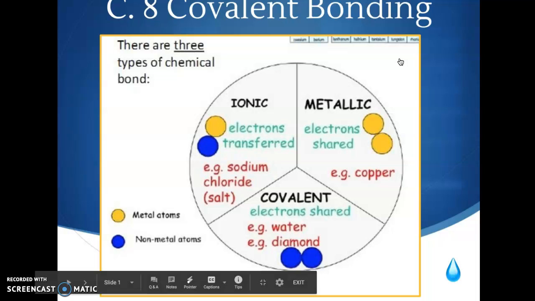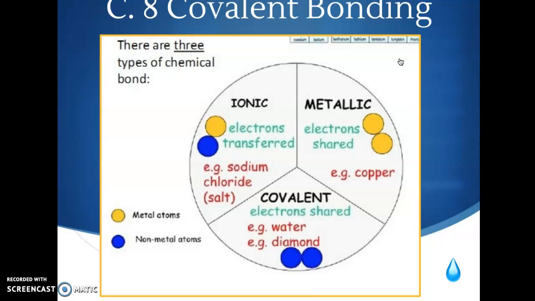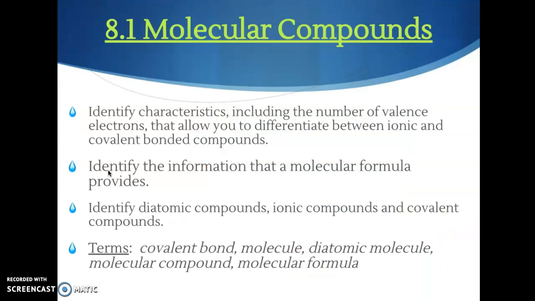Hello, these are the notes for section 8.1. So chapter 8 is on covalent bonding. In chapter 7 we talked about ionic bonding and metallic bonding. Now this chapter is about covalent bonding. So there's three types of chemical bonds. Section 8.1 is on molecular compounds.